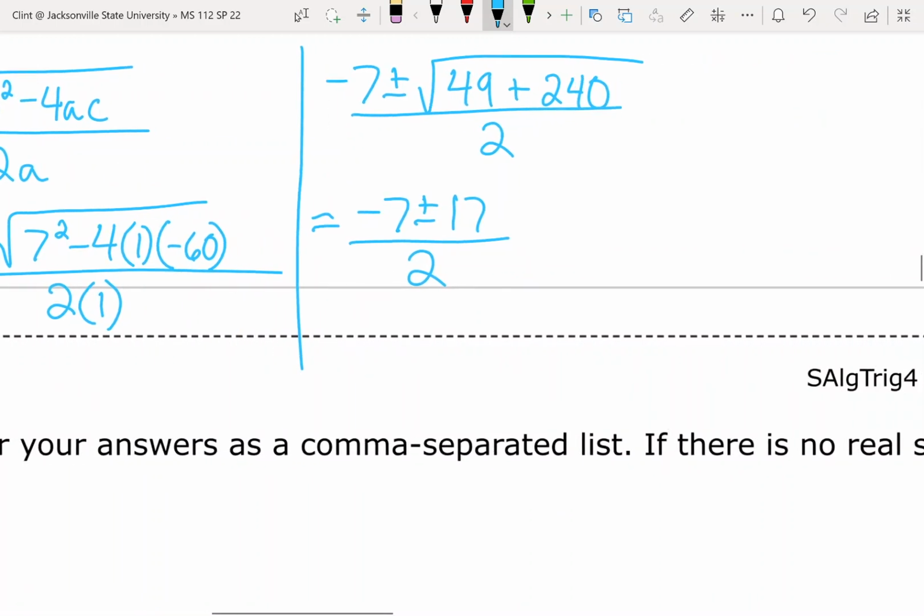So we need to use the plus sign one time, and use the minus sign one time. If we use the plus sign, negative 7 plus 17 would be 10. Divided by 2, that'll give us 5. If we use the minus sign, negative 7 minus 17 is negative 24. Divided by 2, negative 12. 5 and negative 12.